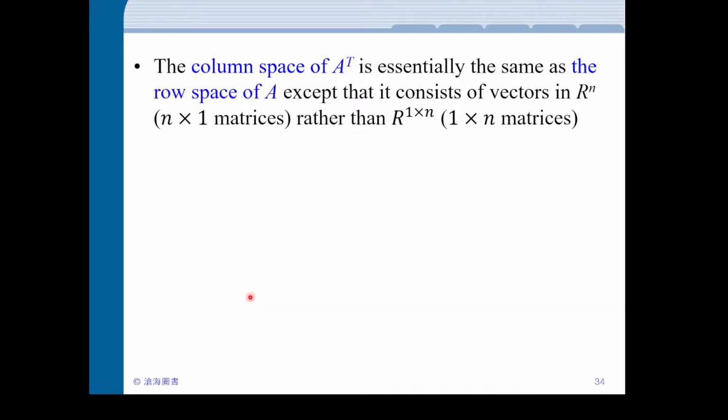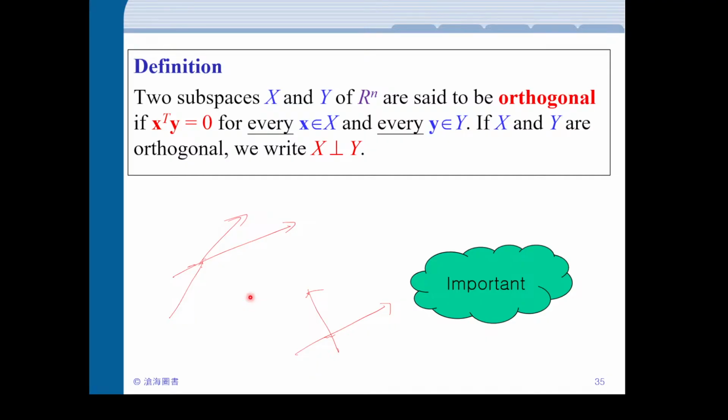Sorry, I forgot to delete this slide. Okay, and so let's take the first generalization of this fact. So now we see an example of two subspaces being orthogonal to each other.